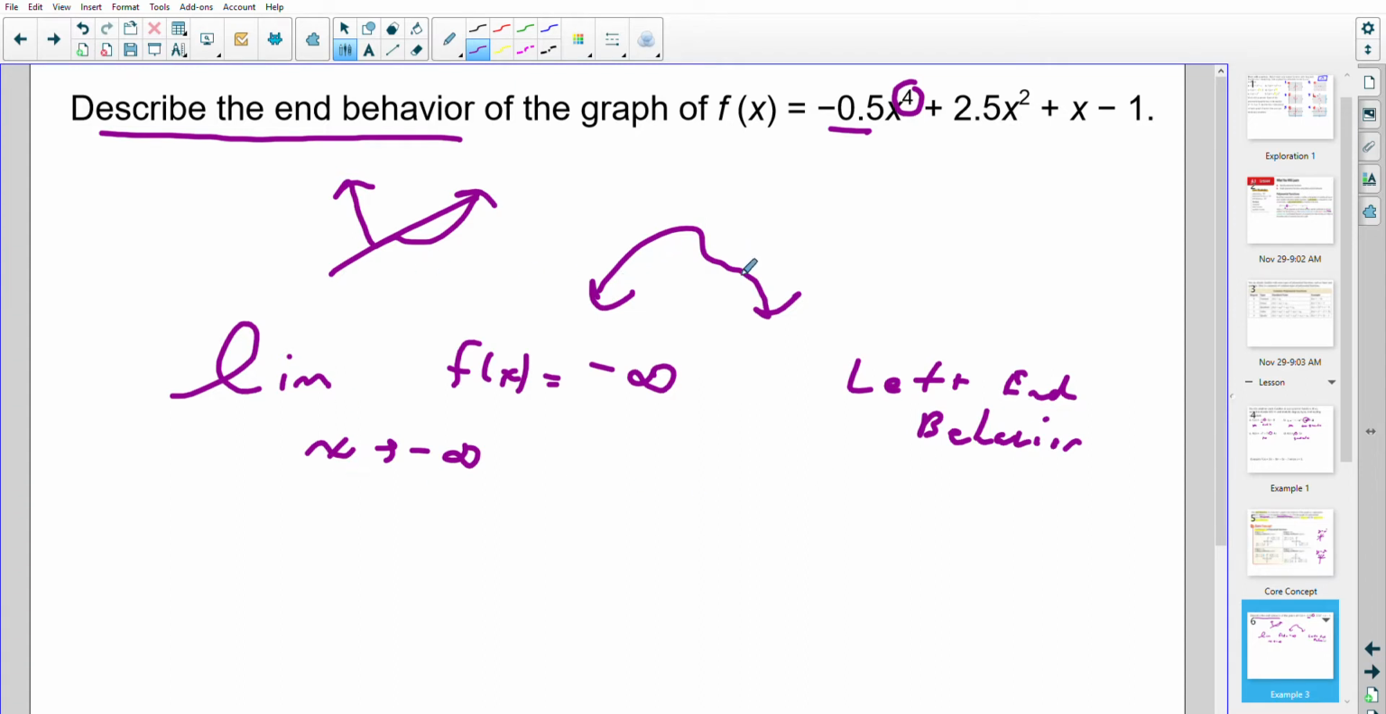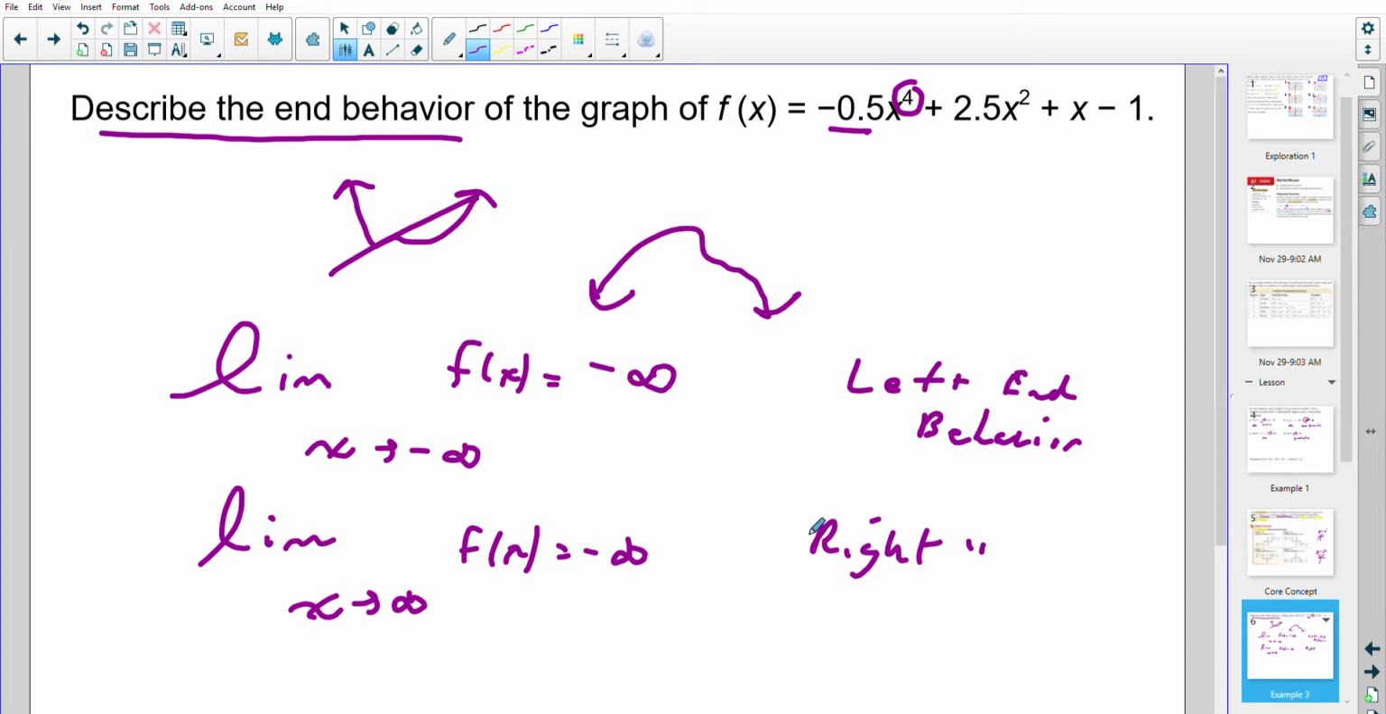What's happening on the right side as x goes to infinity? Well, it's the same idea. As x goes to positive infinity, your f of x is going to go to negative infinity. It's going to go down, and that's known as the right end behavior.